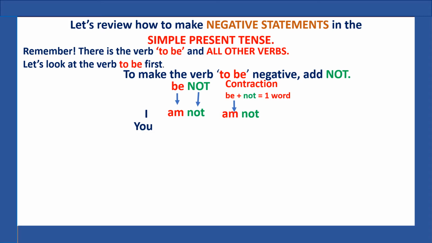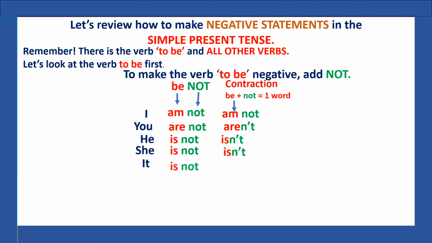You, what do we say with you? Are not. Two words. If we want to use a contraction, that's right, aren't. He is not. Contraction, isn't. She is not. Contraction, isn't. It is not. Isn't.